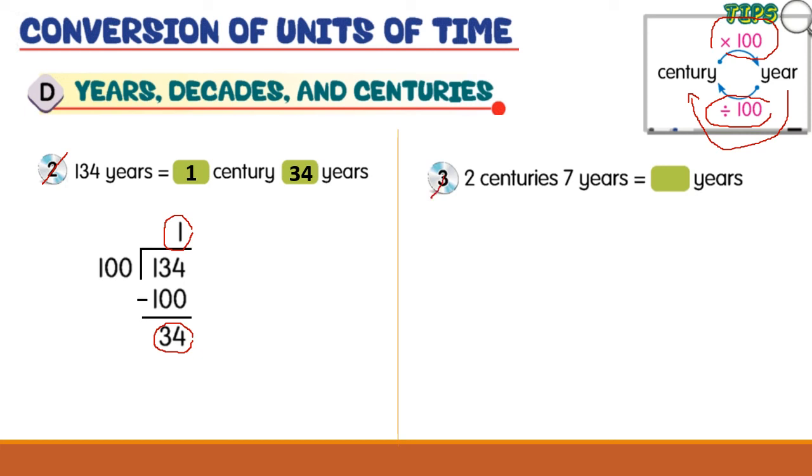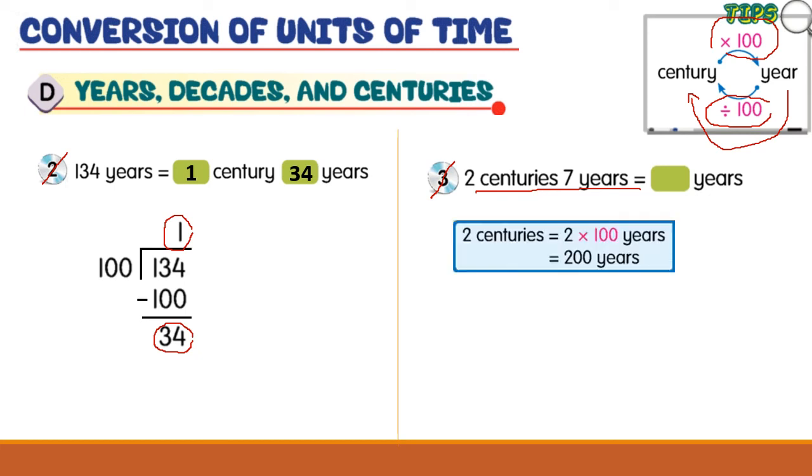Now we go to question 3. 2 centuries, 7 years. Okay. 1 century is 100 years. So 2 centuries, so we have to times 2 and 100. 2 times 100 is 200 years. Because this one is already in years, so you just carry the addition. So 200 years plus 7 years is equal to 207 years.